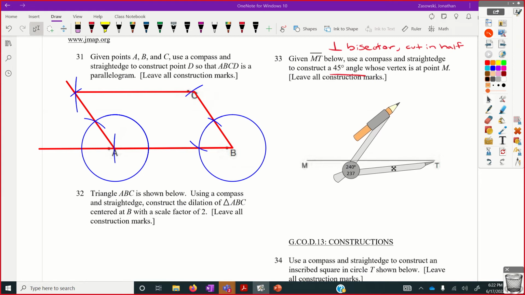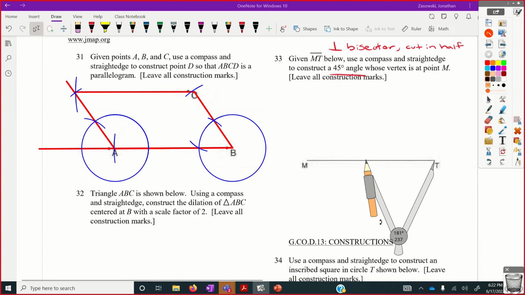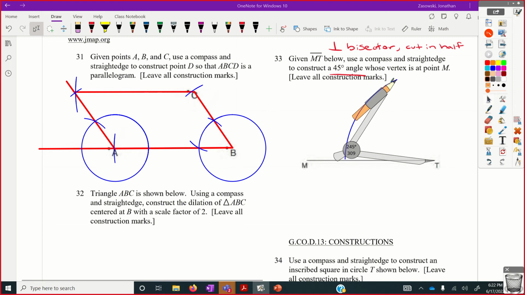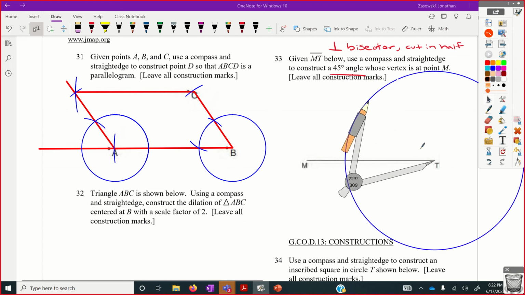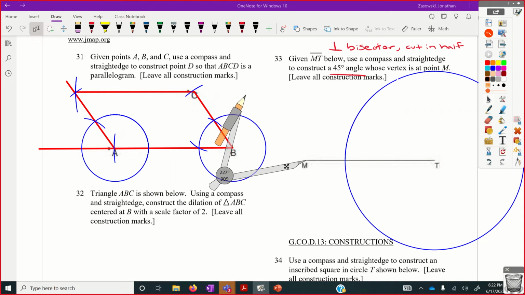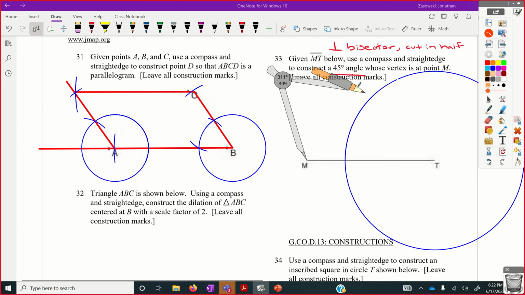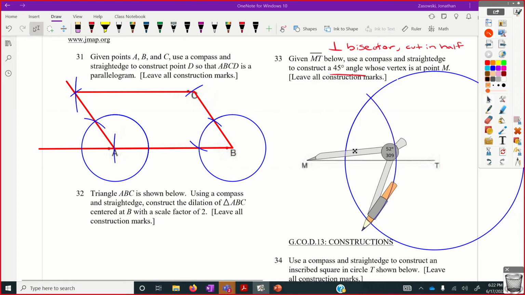Do we still want to go through this one, or are we okay with it? It's a good one to do. I think it's a good one to do anyways, because we haven't talked about an angle bisector here. All right, so where those two meet, line down the middle.